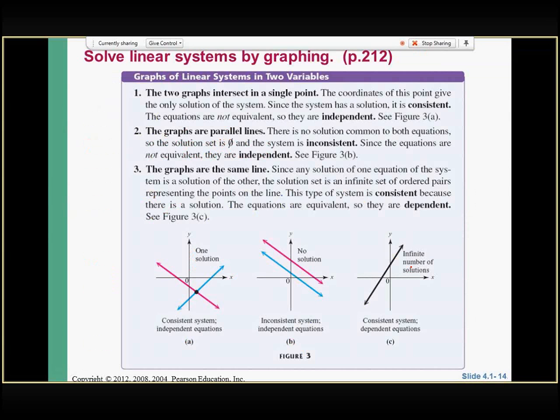Now, on page 212, they go over what we were just talking about. If two lines intersect at a point, that is your solution, the point of intersection. And you can read it up here. It intersects at a single point. The system is called a consistent system, and the equations are independent. Now, if your lines are parallel, you're not going to have any solution because they will never touch.